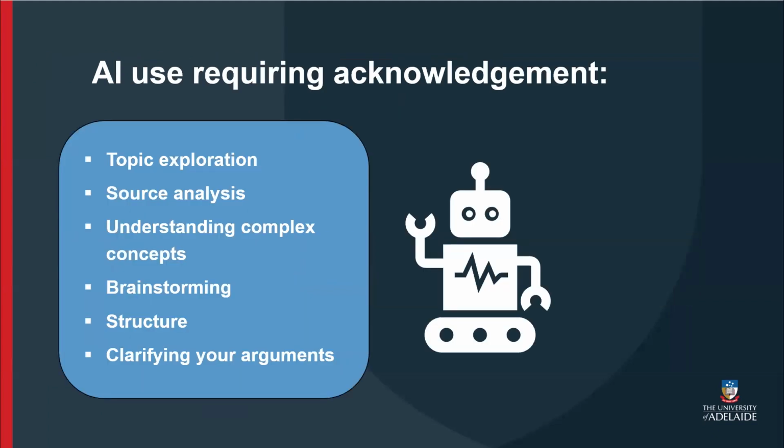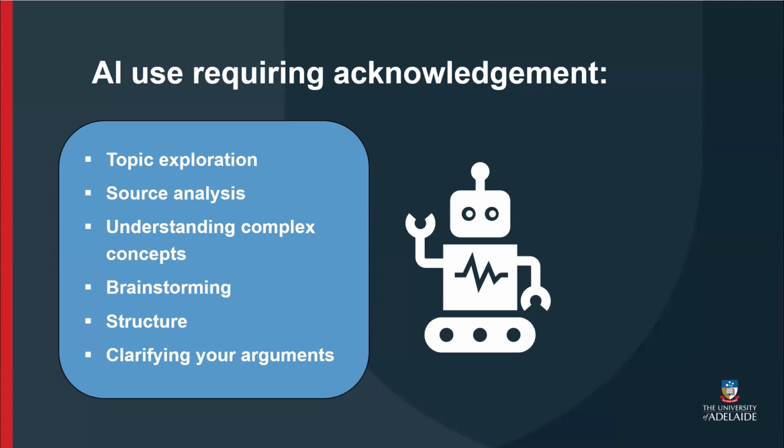So again, we're just going to link back. We covered a bit of these in an earlier slide, but we're just going to look at some common ways that students use AI that typically require acknowledgement. These are situations where AI has supported your thinking or your process, but you're not directly quoting or reproducing AI's output. If we look at something like topic exploration, if AI helped you understand or refine your topic, that is definitely worth acknowledging. Source analysis. If AI helped you interpret or compare sources, even if you didn't end up quoting them, you should acknowledge that support.